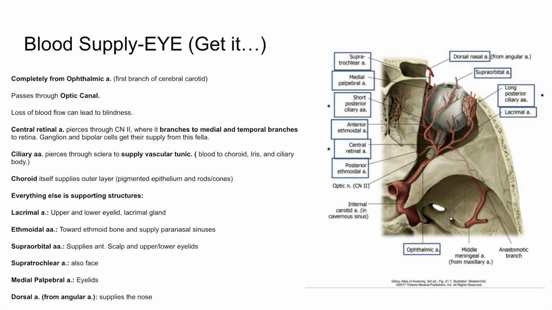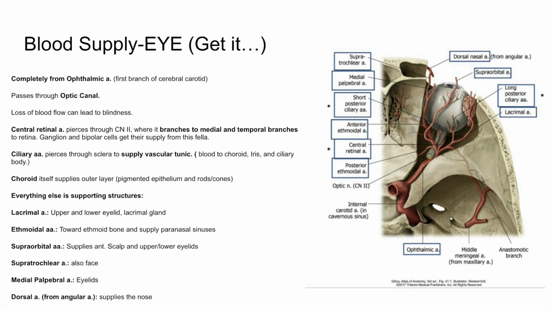So everything else on this slide falls into that category of supporting structures. The lacrimal artery supplies the lacrimal gland and eyelids, the ethmoidal arteries head towards the ethmoid bone and supply the paranasal sinuses, and the supraorbital and supratrochlear arteries extend superiorly to supply the scalp and parts of the face. The medial palpebral arteries supply the eyelids, and dorsal nasal arteries contribute to blood supply of the nose, often connecting with branches of the facial artery, which create anastomoses between the internal and external carotid systems.